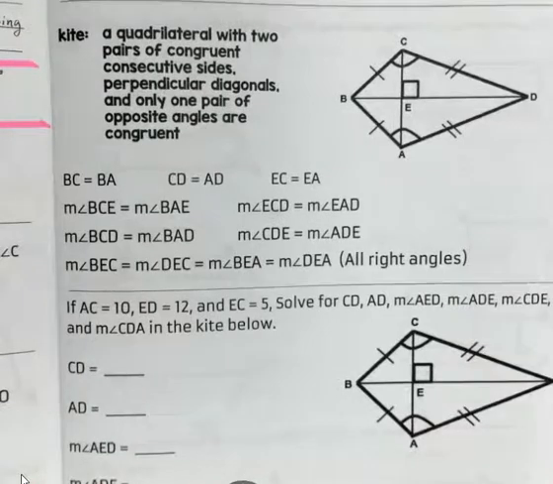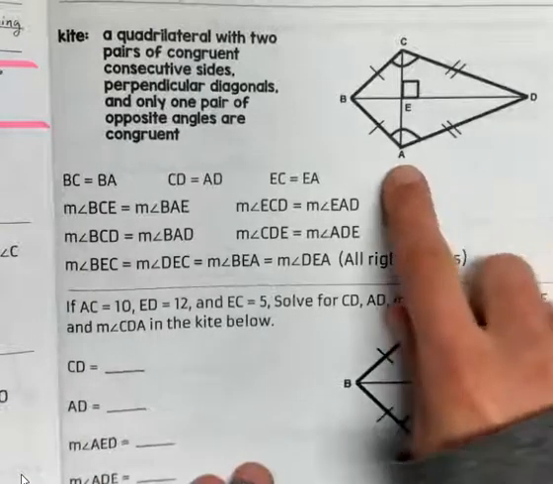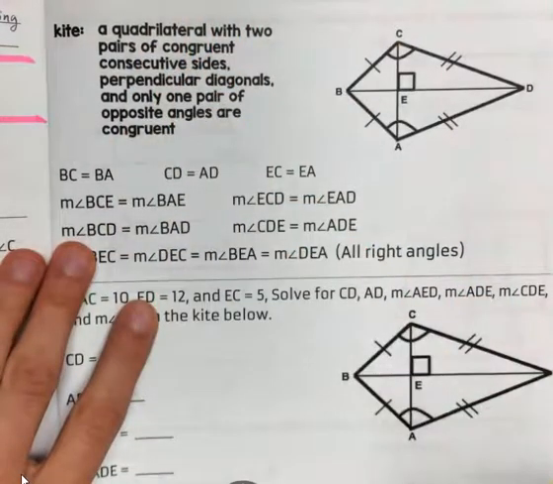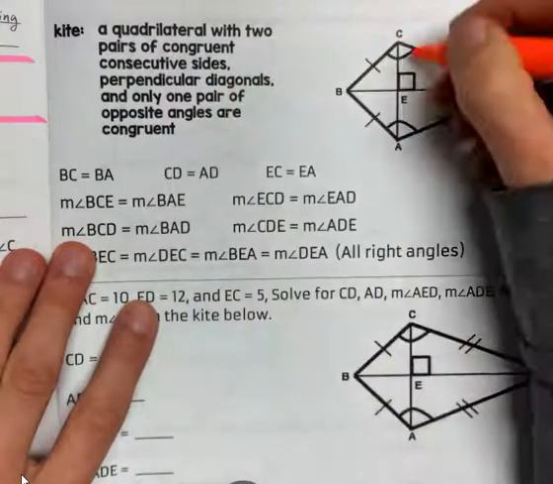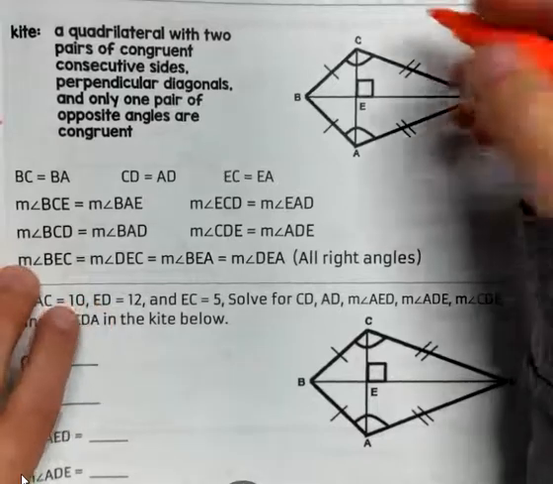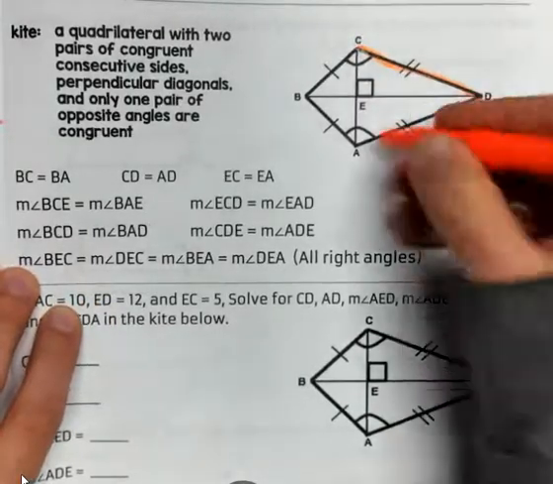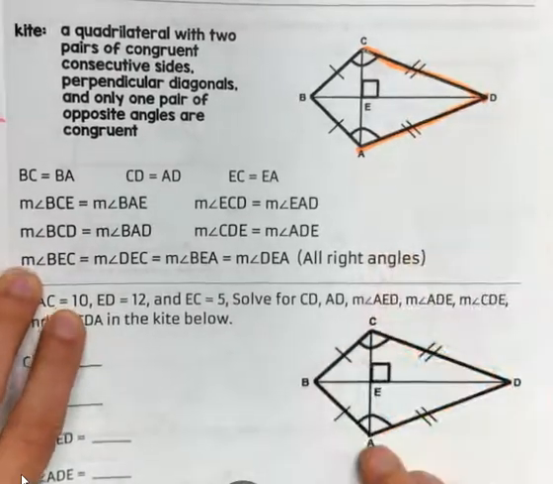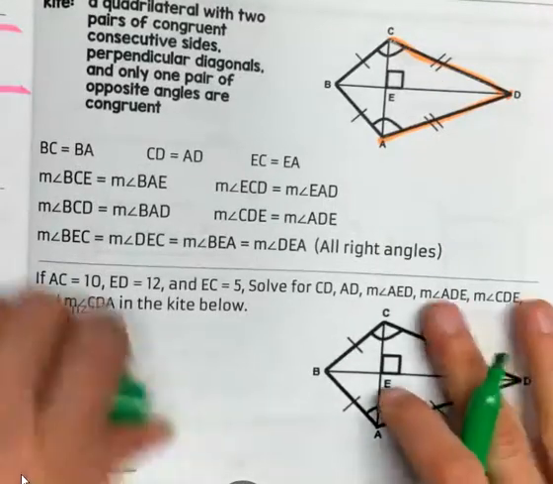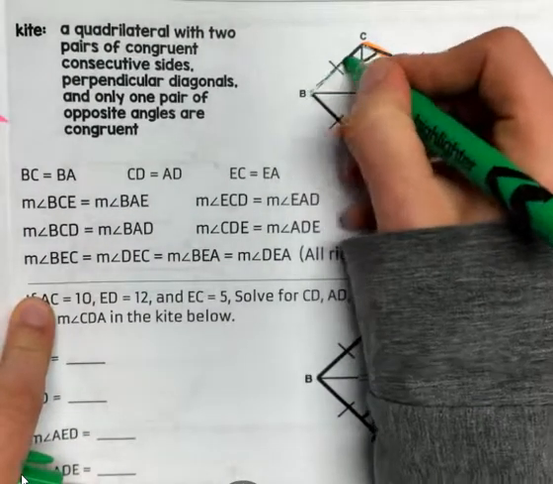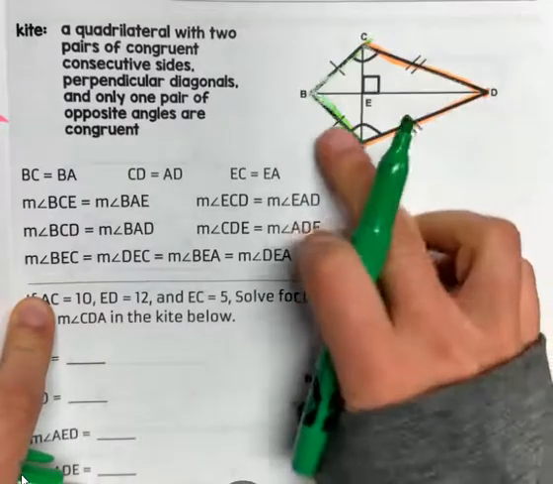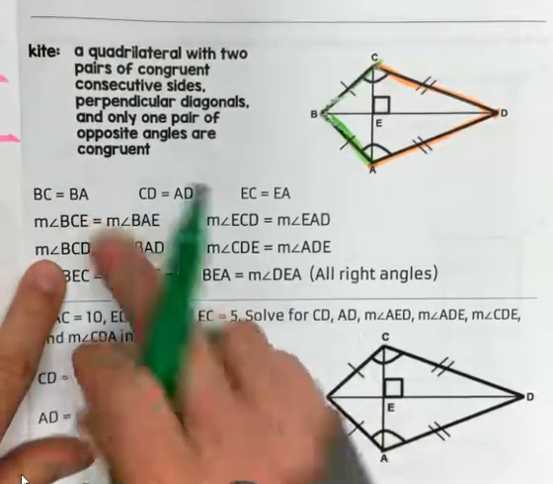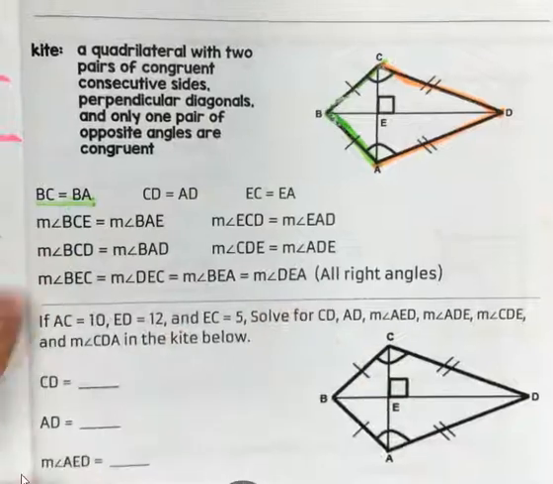Kites. Okay, so a kite is a shape where we have two pairs of congruent consecutive sides. So that just means that this side is congruent to that side, right? How do we know? These tick marks, double tick marks, right? This side is congruent to that side because single tick marks. Okay, so BC, we got that in our green.